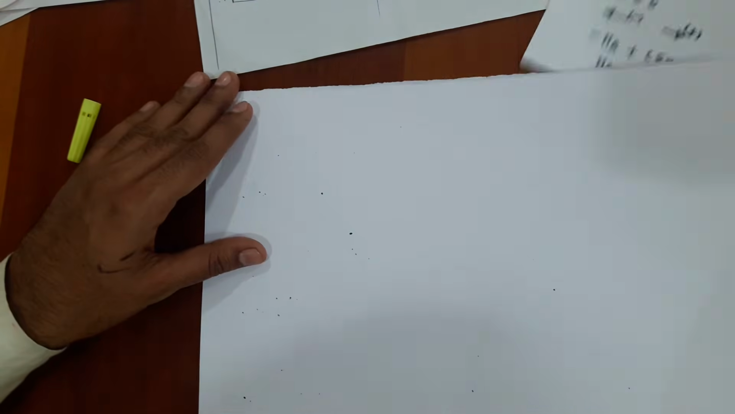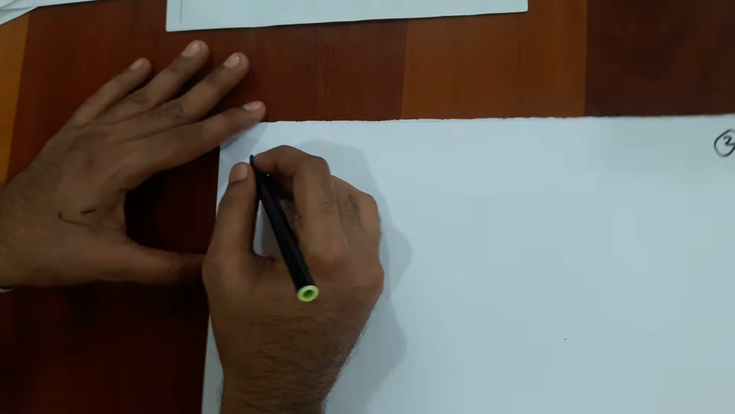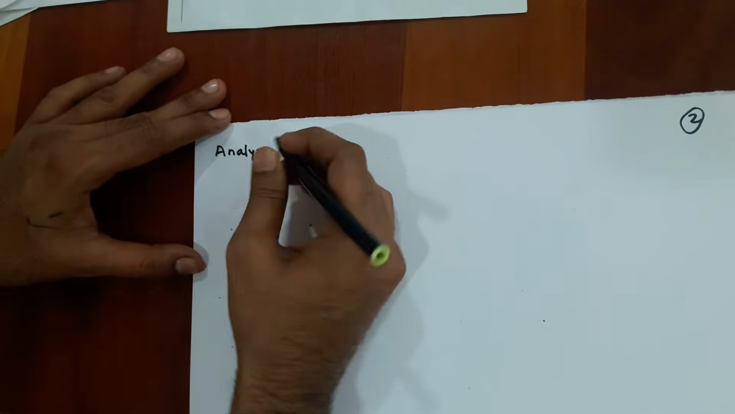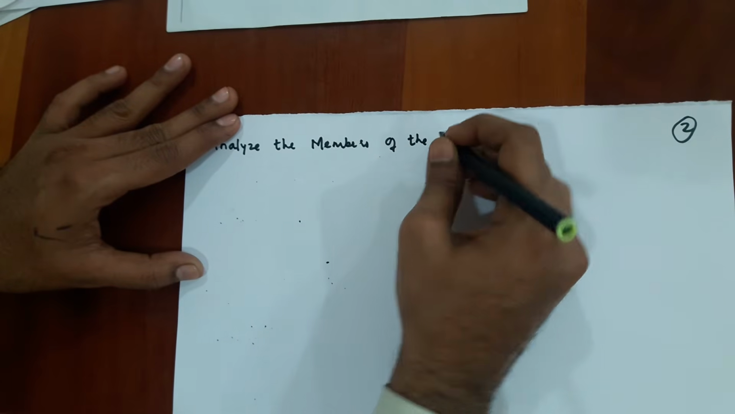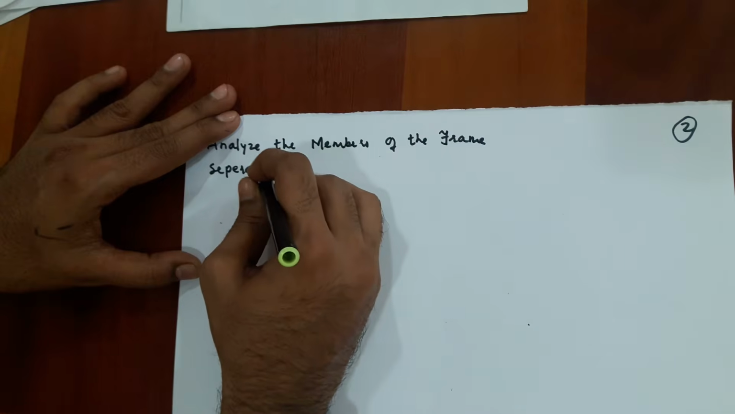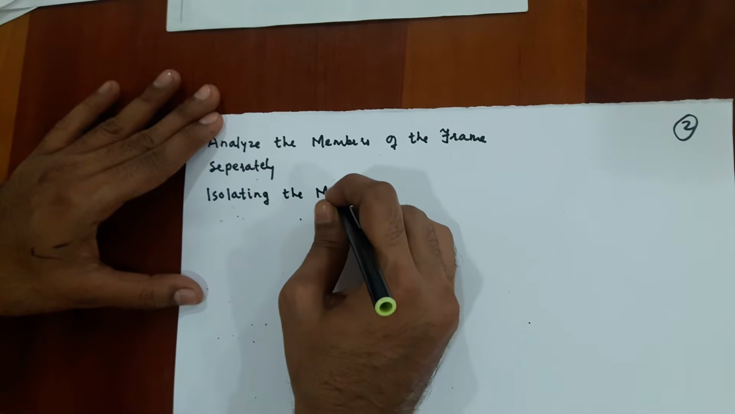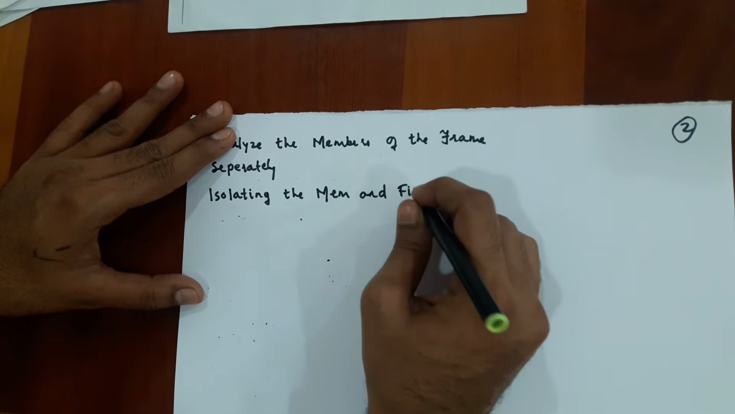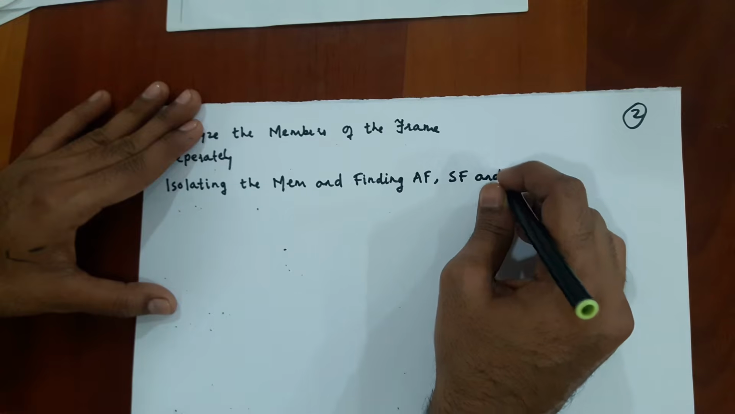Now the second step here is to analyze the members of the frame separately, or isolate the member, and find the axial force, shear force and bending moment.